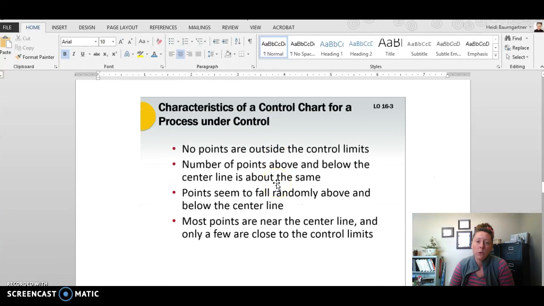Characteristics of a control chart for a process that is under control: you'll find that no points are outside the control limits, so the upper and lower control limits. The number of points above and below the center line is about the same. They also fall randomly above and below that center line. And most points are near that center line, which is again our target value, and only a few are close to the control limits.